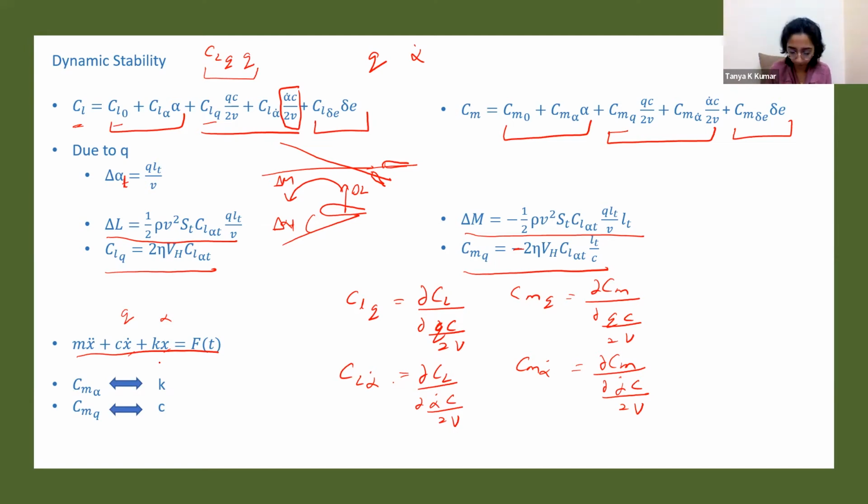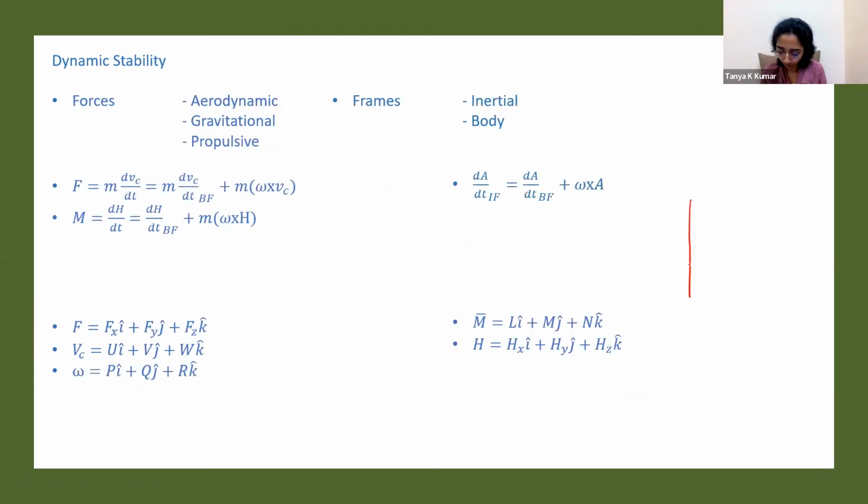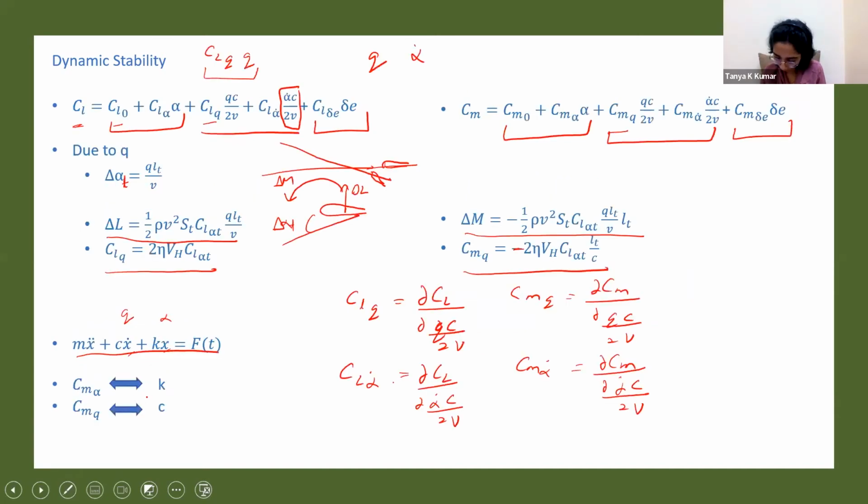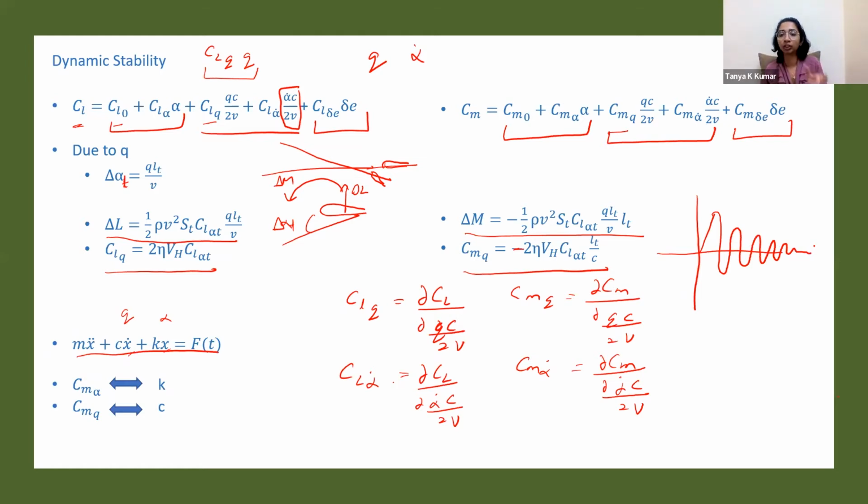C_mq into qc by 2V, that's the term we have. So there C_mq is analogous to the damping. It tells you how your aircraft would come back to equilibrium after some time. So the time factor comes in here. For the spring mass damper system, if it is perturbed to some value, how it tries to come back to equilibrium, or if it does even come back to equilibrium over time. That is what C_mq signifies. That is what your c is in the spring mass system and C_mq in your aircraft system. It is a measure of the damping.